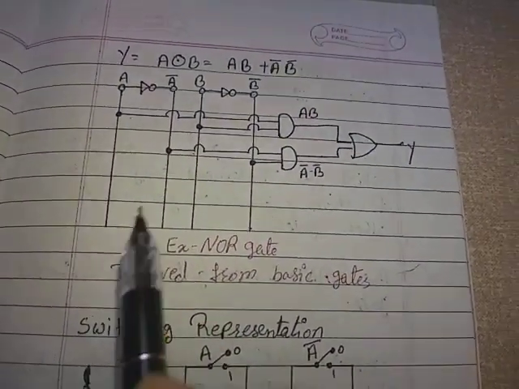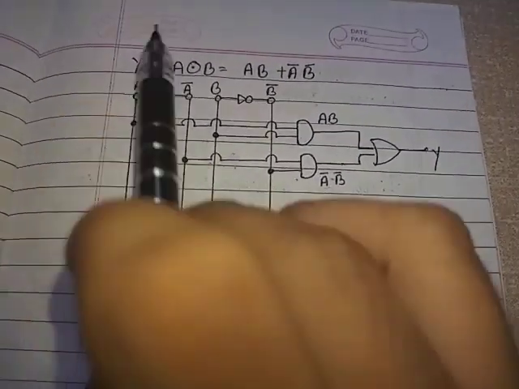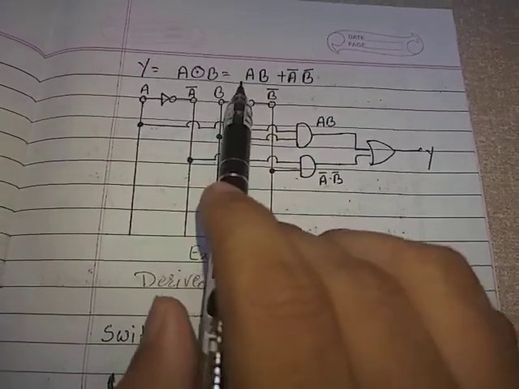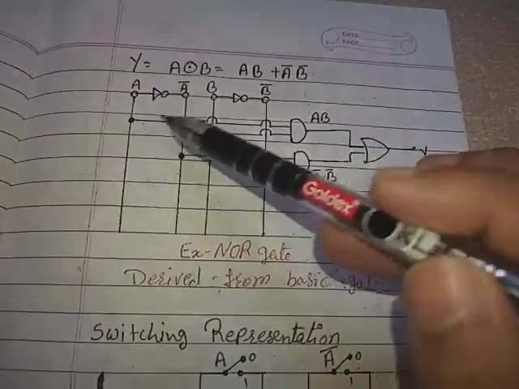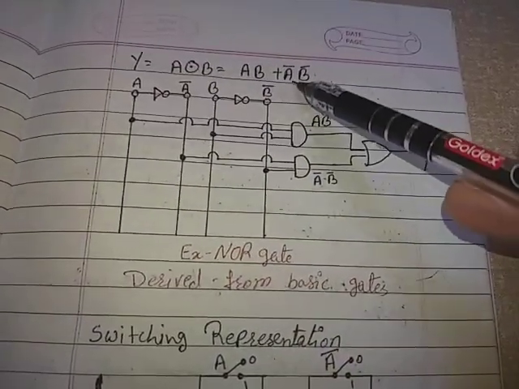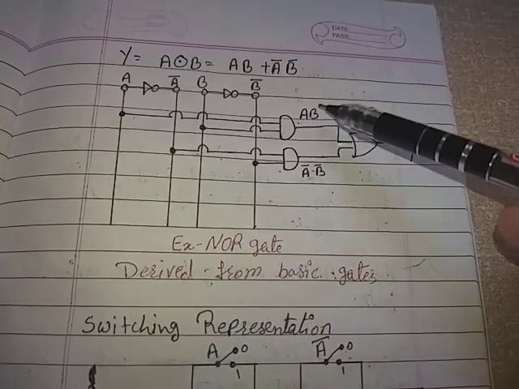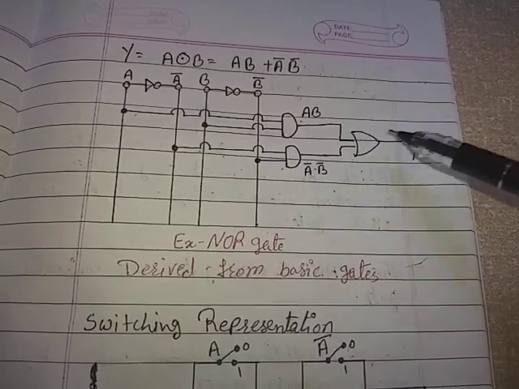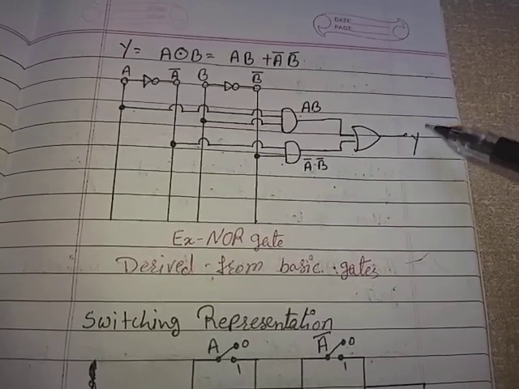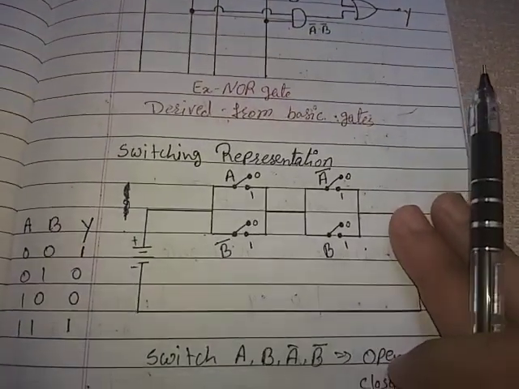Now let's see how the XNOR can be derived from basic gates. As we have Y is equal to A XNOR B, that is equal to AB plus A bar B bar. So first A and B pass through an AND gate, and then A bar and B bar pass through an AND gate, and then the outputs of both the AND gates pass through an OR gate, which will give me the desired output Y. Now let's see the switching representation.